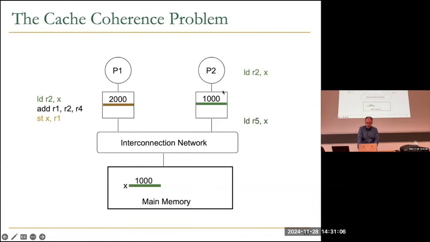After some time, P2 actually wants to load this block again. Since P2 still has this value in its cache, it just reads 1000, right? So P2 should not load 1000, and that's the issue that we're going to see how we can ensure that you don't load obsolete data, essentially. Is this example clear? You can understand the issue, right? Okay.